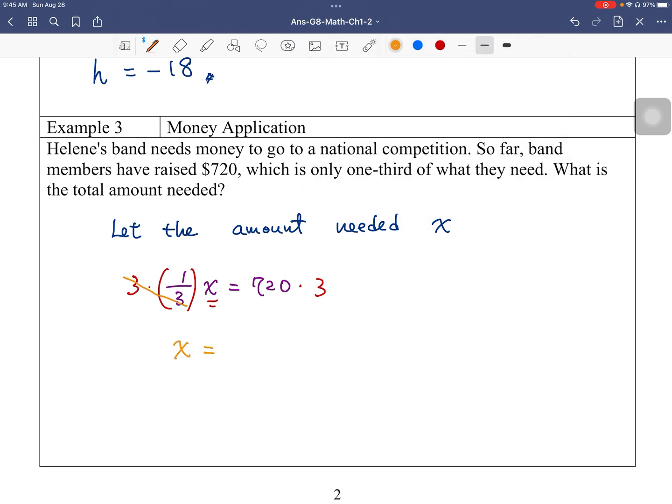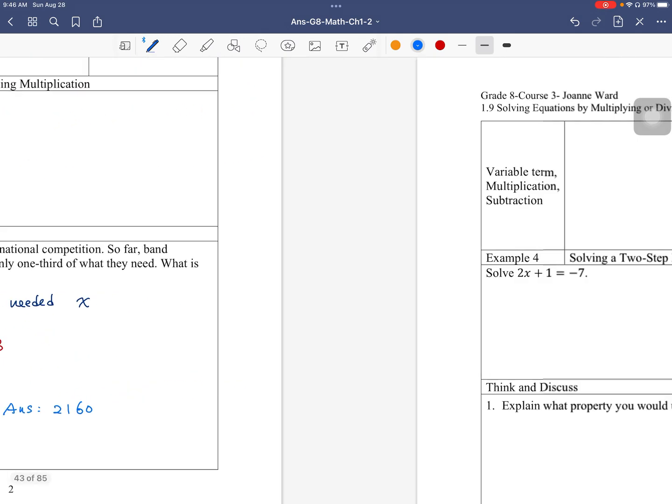So x equals 2,100. The total amount that we need to raise is $2,100.